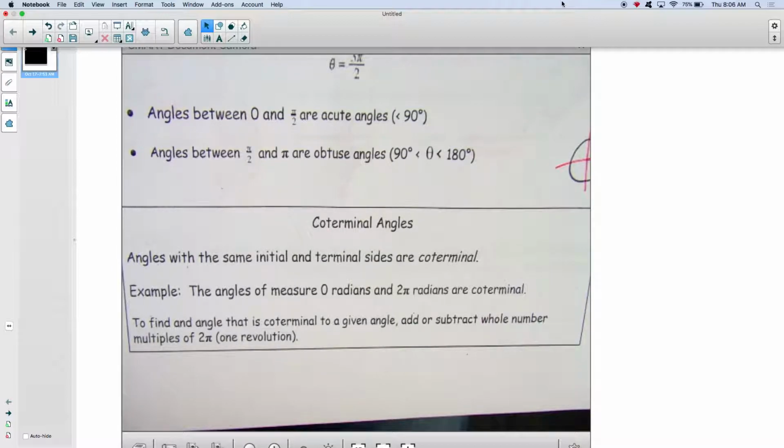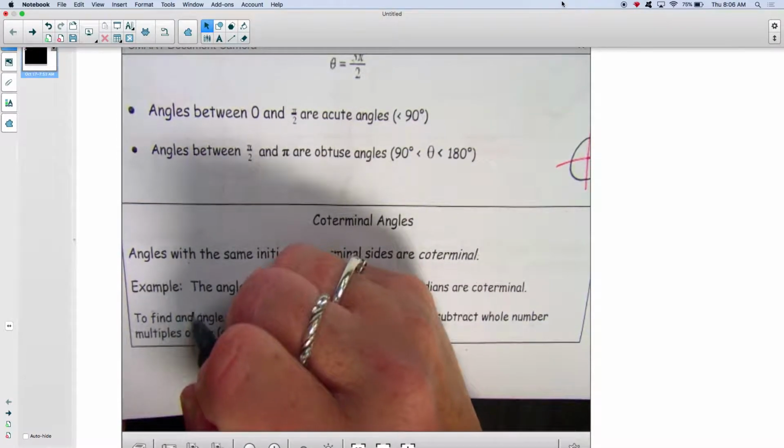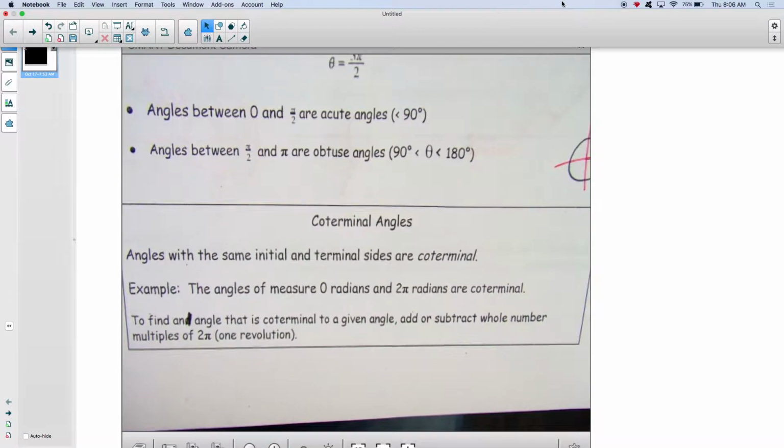To find an angle that is coterminal to a given angle, add or subtract whole-number multiples of 2 pi, multiples of that 1 revolution. Questions here?